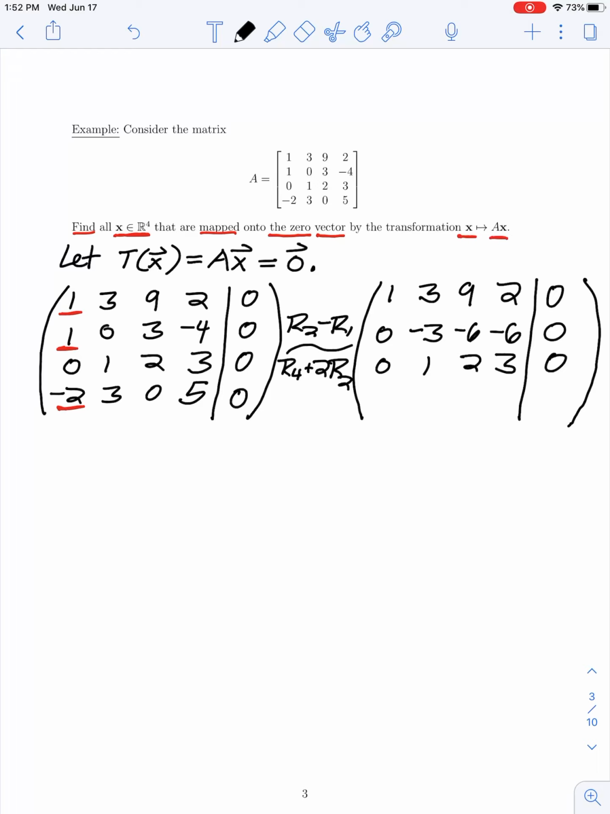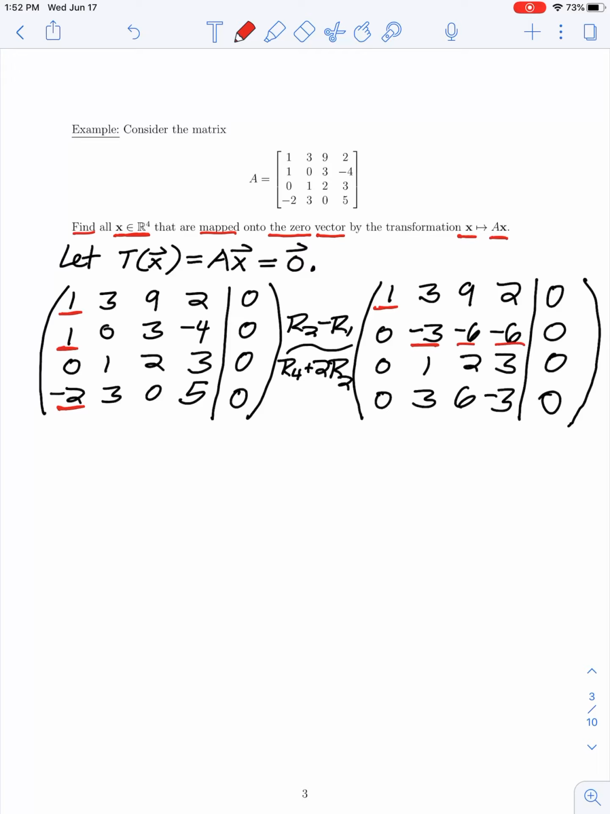We would have 2 minus 2 is 0. 0 plus 3 is 3. I would have 6 plus 0 is 6. And negative 8 plus 5 is negative 3, with 0 plus 0 giving me 0. So now I have that leading 1 in my first row with zeros below it. In the second row, I have a leading entry of negative 3.